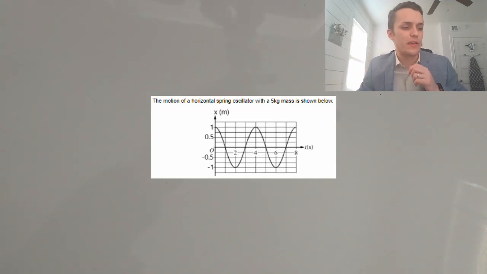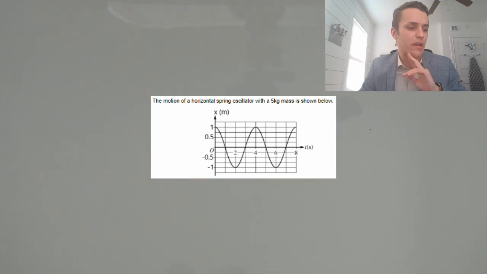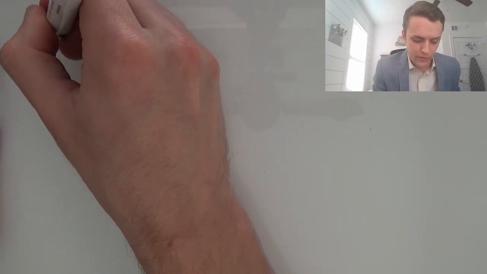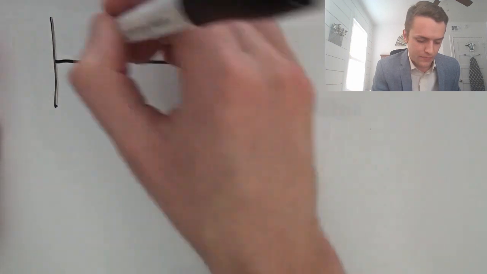So the second problem says the motion of a horizontal spring oscillator with a 5 kilogram mass is shown below. And then gives us this graph, so I'll redraw the graph here, the position graph that's given to us. Time in seconds.